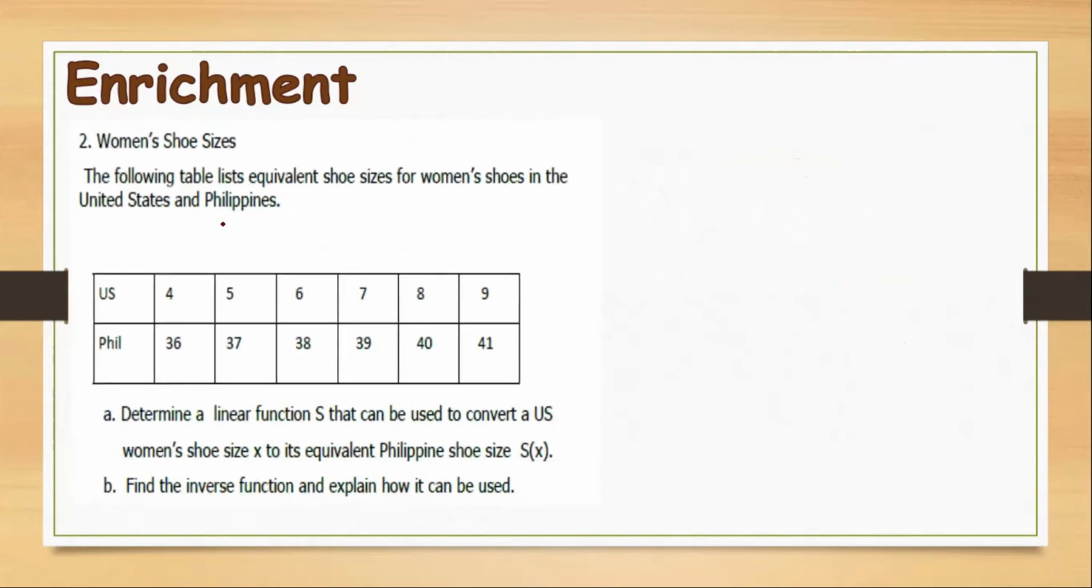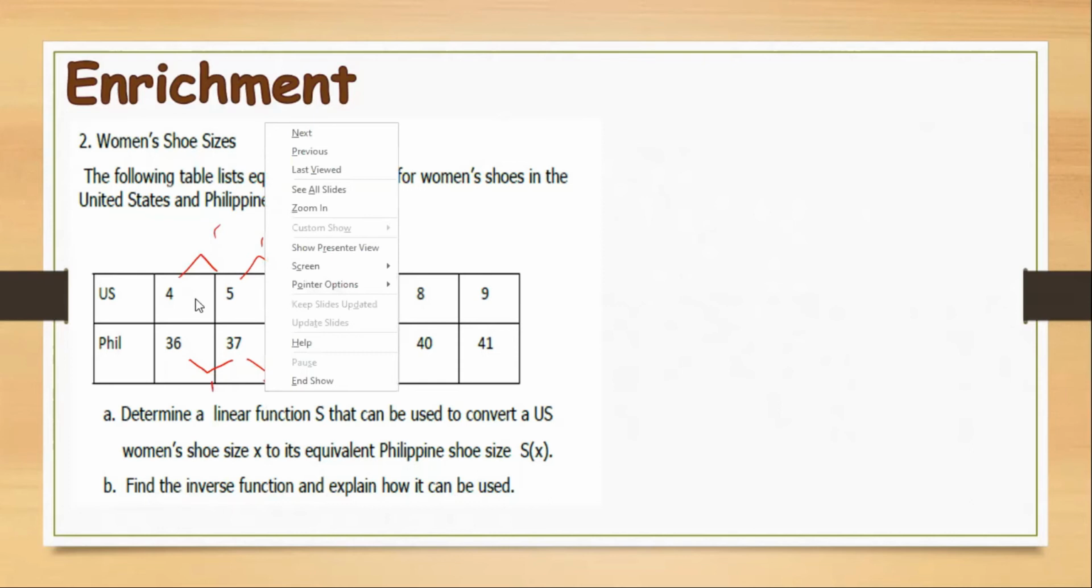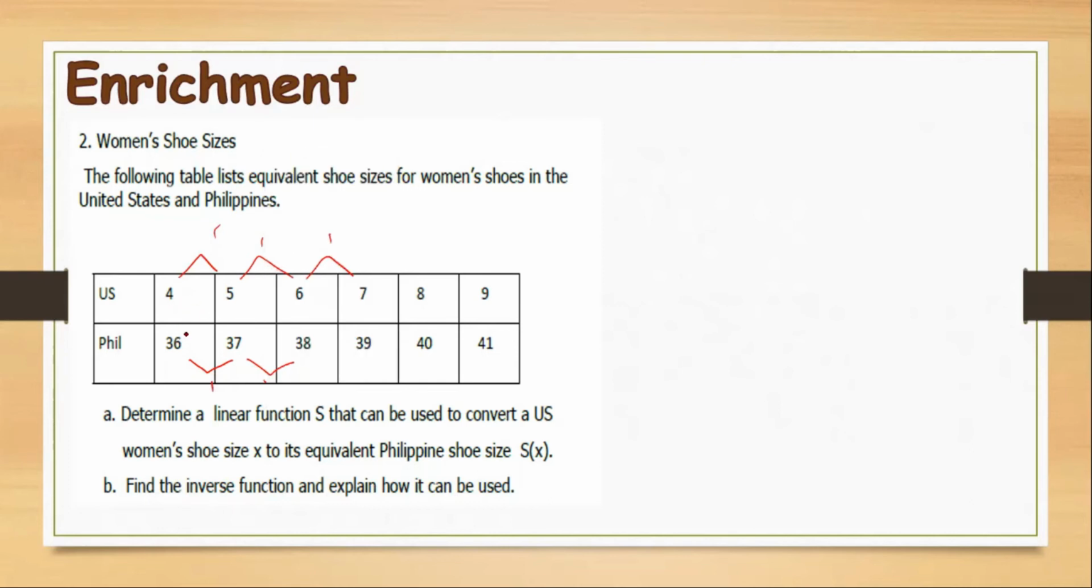Okay, let's continue. Women's shoe sizes. The following table lists equivalent sizes for women's shoes in the United States and the Philippines. As you can see, the US size is 4 and the Philippines is 36; 5 and 37; 6 and 38. You will notice that they have one common difference. The number that should be added to 4 to get 36 must be 32. Same thing here, 5 plus 32 is equal to 37.